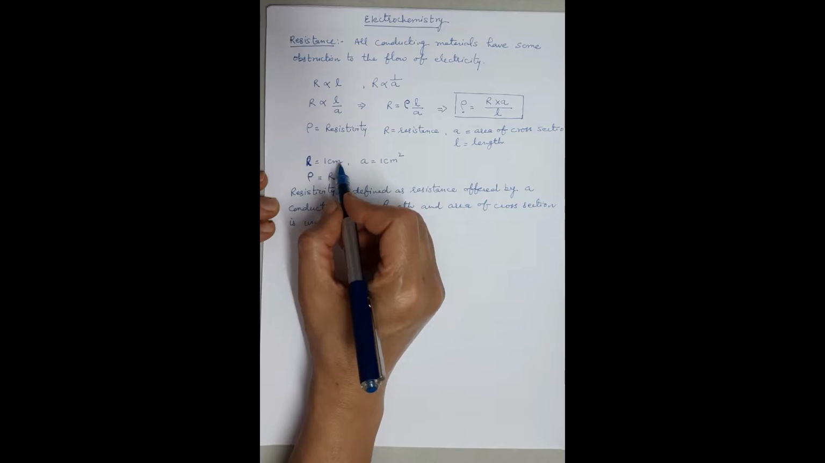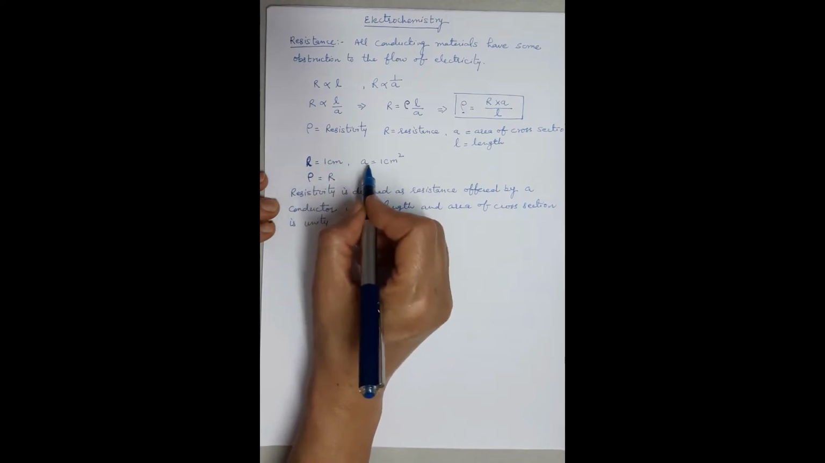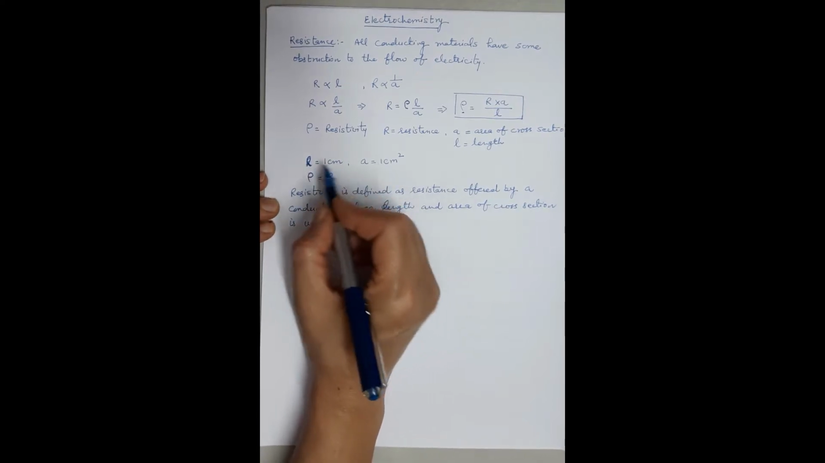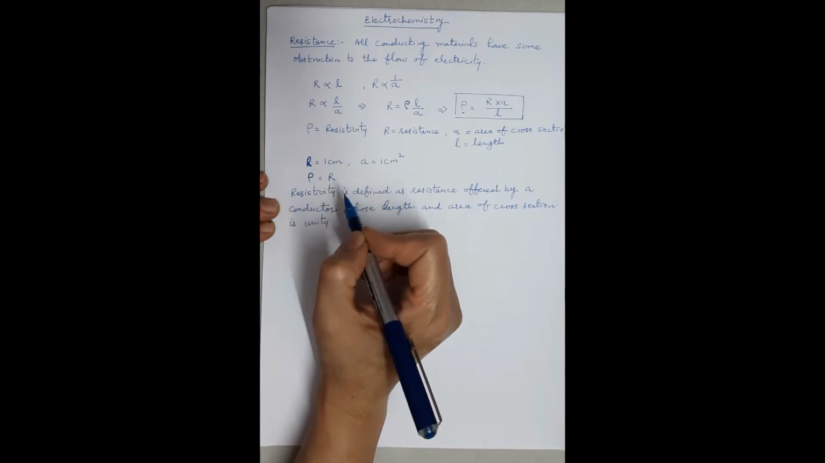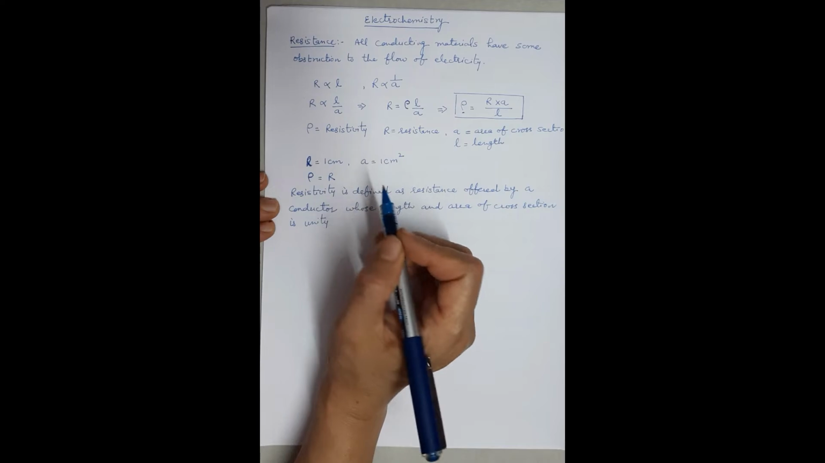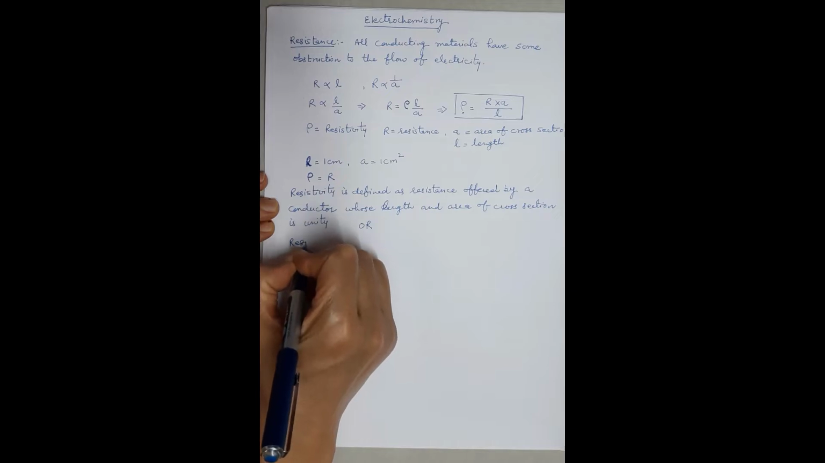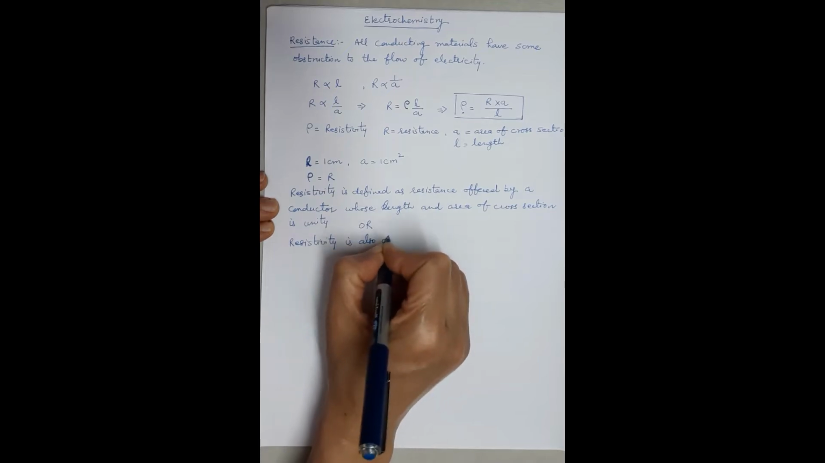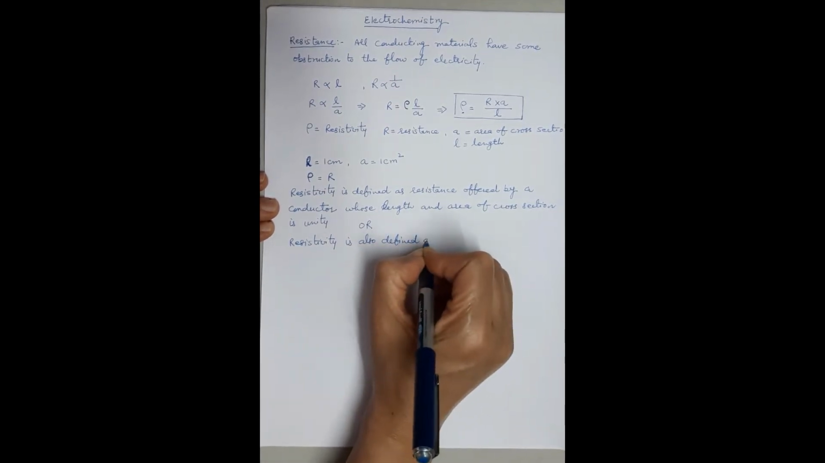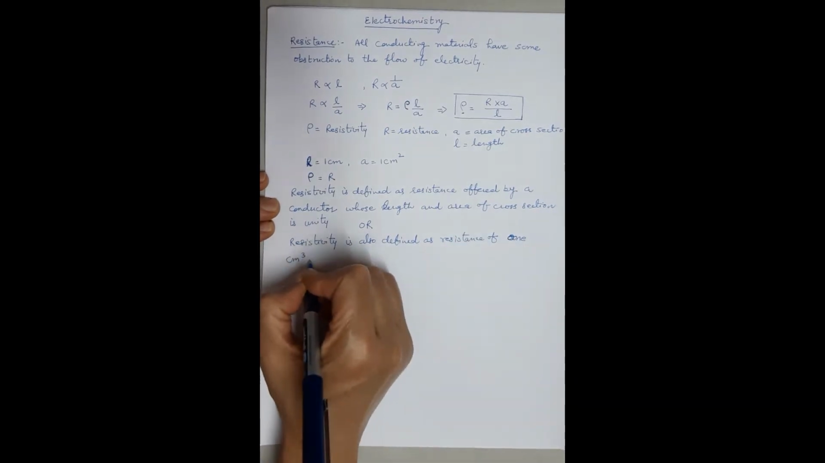When length is 1 centimeter and area of cross section is 1 centimeter square, together they make a volume. Area into length is volume. Volume is 1 centimeter cube. So it is also defined as the resistance offered by a centimeter cube of a conductor, because length is 1 and area of cross section is 1 centimeter square. So there is one more definition of resistivity. I'll say resistivity is also defined as the resistance of 1 centimeter cube of a conductor.